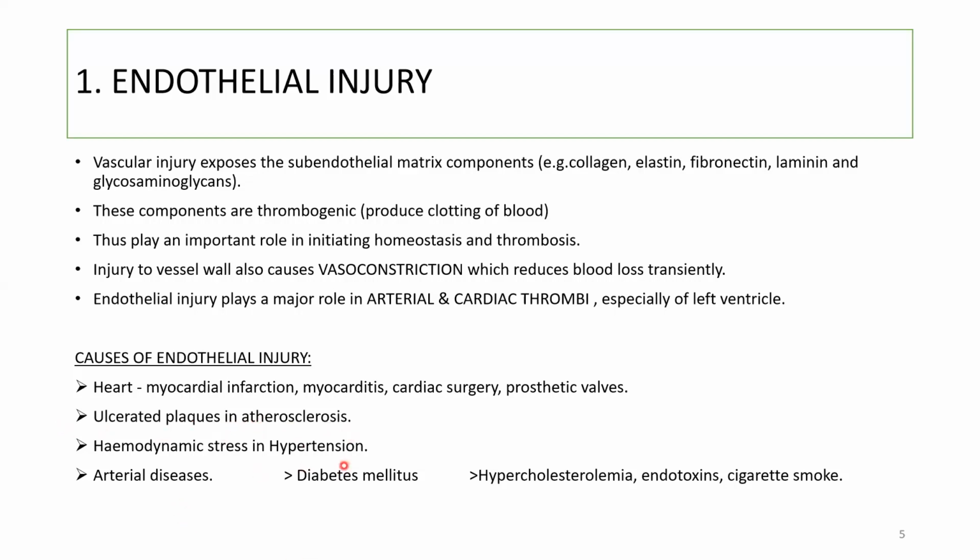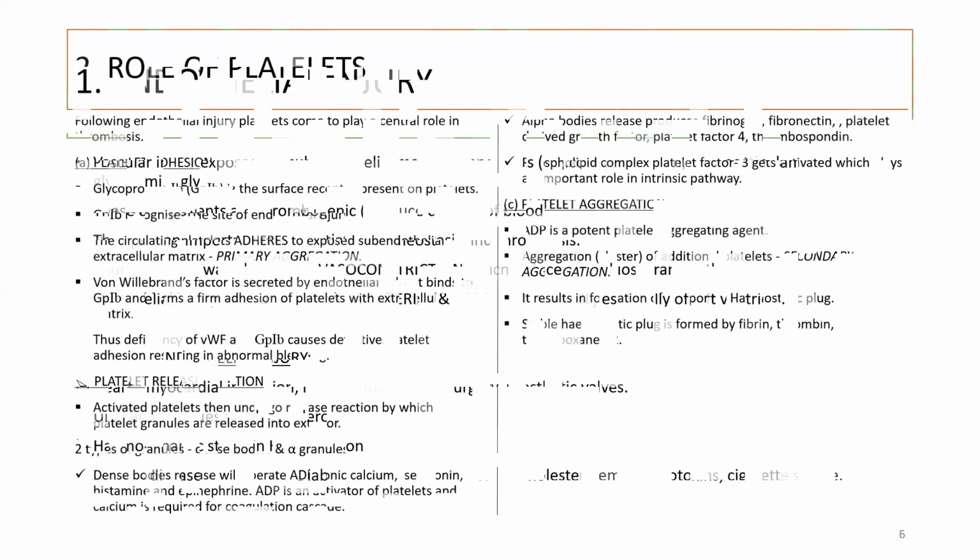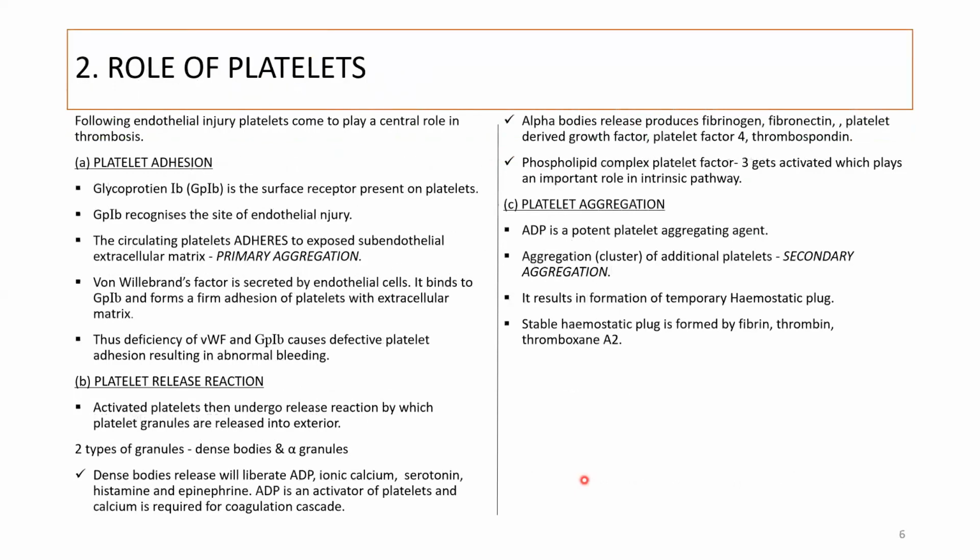Hemodynamic stress, that is in hypertension, in high BP, there is a hemodynamic stress which may cause endothelial injury leading to thrombosis. And arterial diseases, even in diabetes mellitus, we can see endothelial injuries, as in hypercholesterolemia, endotoxins, and cigarette smoke. Next we will be going to the role of platelets.